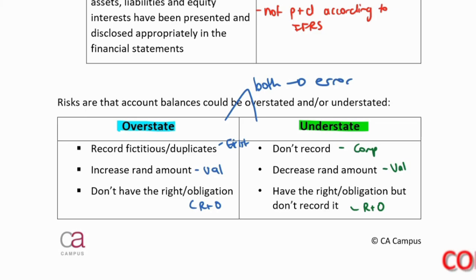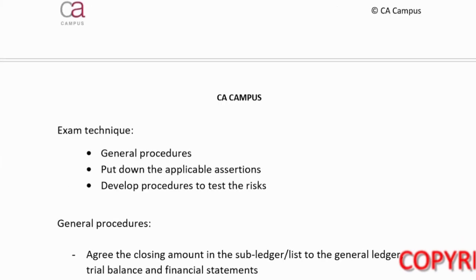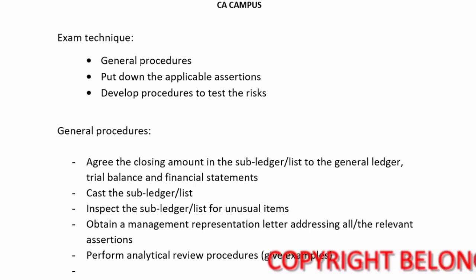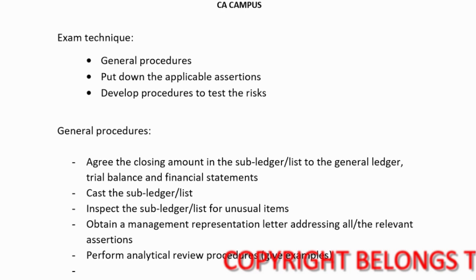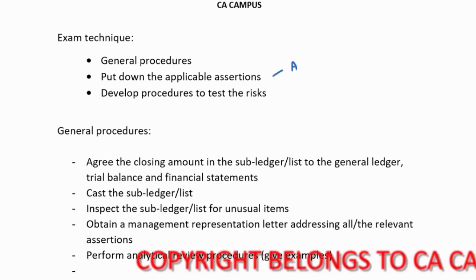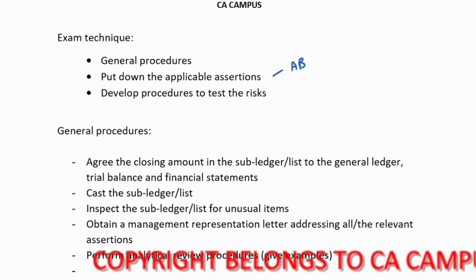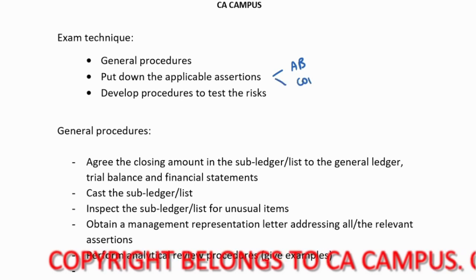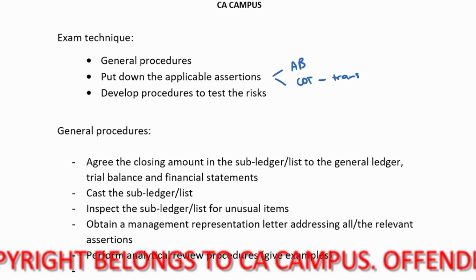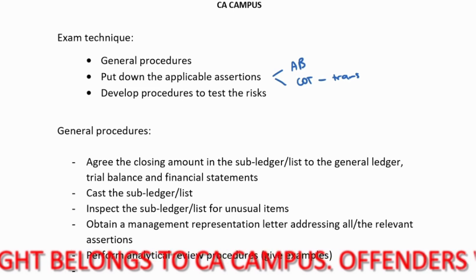So let's have a look at the exam technique for your account balances. We're still going to do the general procedures. We're going to put down the applicable assertions now, remembering that the applicable assertions are going to be your account balance assertions for the balance and also your class of transaction assertions for any transactions. And then you're going to develop your procedures to test those.